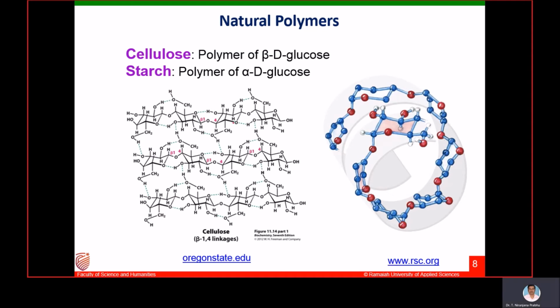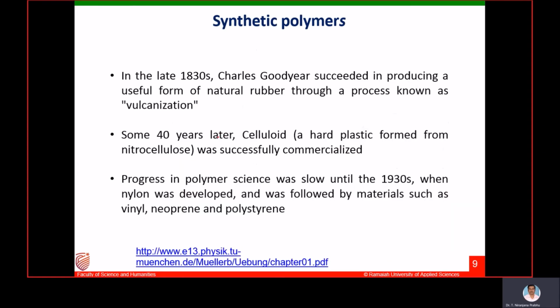If you look at the structure of naturally obtained materials, cellulose and starch, they have a chain like this. You can look at this cellulose chain and how the chains are grown. Remember, a lot of hydrogen bonds are there. There is a hydrogen bond, there is a hydrogen bond. A lot of hydrogen bonds, which makes the force between the polymer chains very strong.